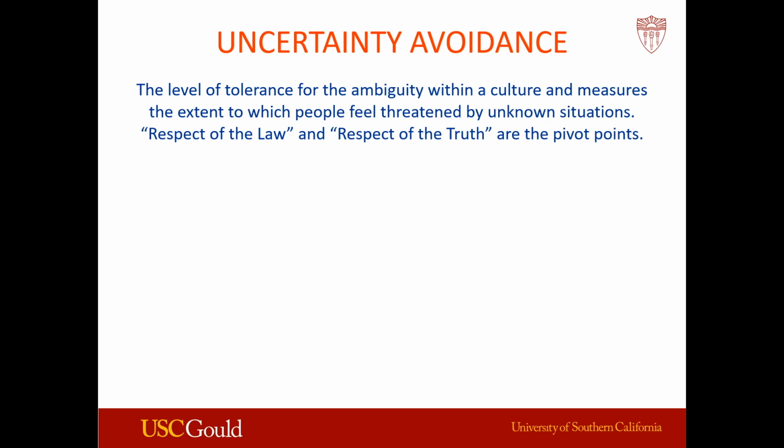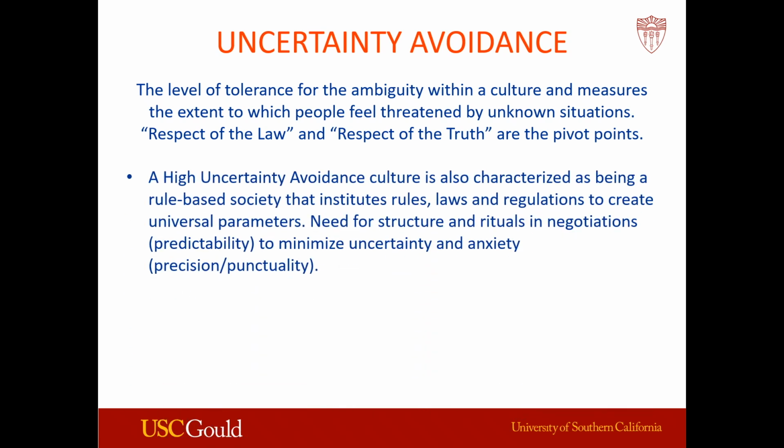You will see, for example, that a high uncertainty avoidance culture is characterized as a rule-based society that institutes rules, laws, and regulations to create universal parameters. So here we would say more universalistic cultures tend to be more uncertainty avoidant, right? They want predictability. And that doesn't mean that the high context cultures, which are particularistic and not universalistic, wouldn't also like predictability, right? So they're less flexible. You will find in groups with high uncertainty avoidance both the American, which is low context, individualistic, low power, universalistic, and the Chinese, which are the exact opposite.